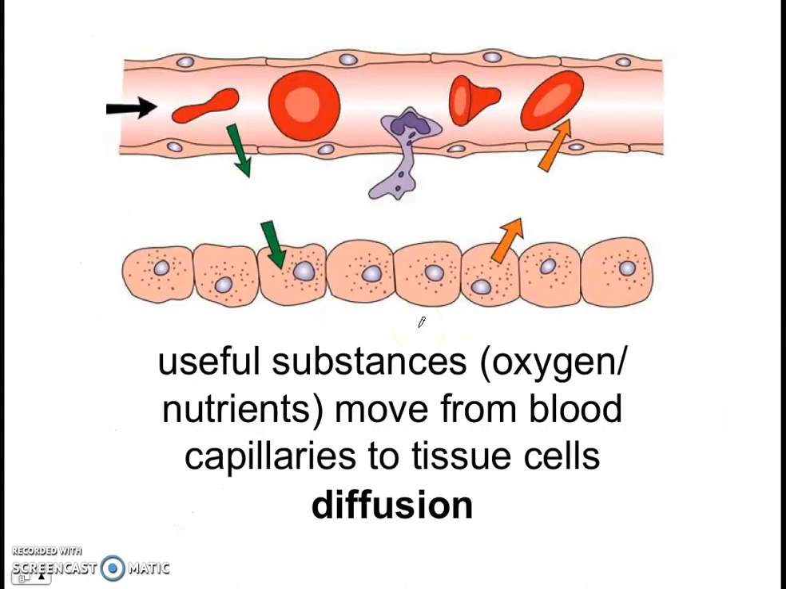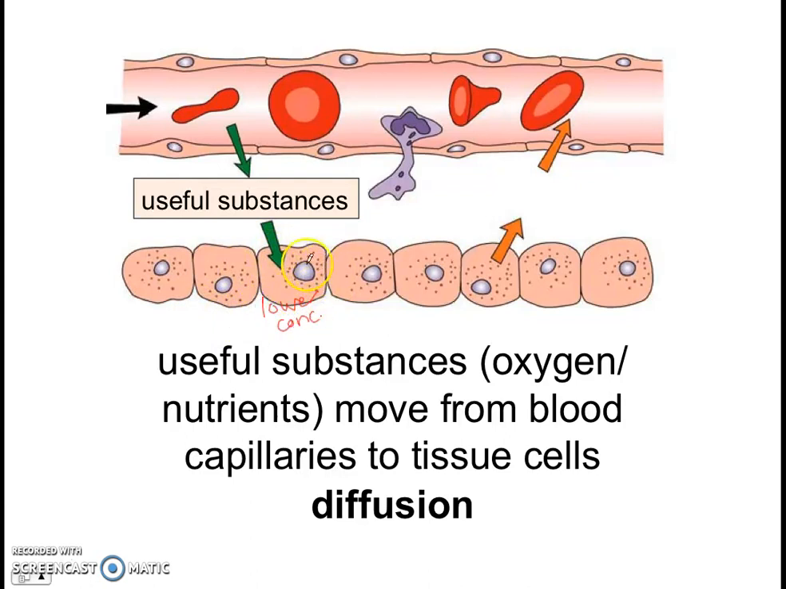So firstly, useful substances such as oxygen and nutrients will move from the blood capillaries to tissue cells by diffusion. Right, so useful substances will move by diffusion because they are higher in concentration in the capillaries compared to lower in concentration in the tissue cells. Because the tissue cells are constantly using up oxygen and using up nutrients, so there's a lower concentration inside the tissue cells of the useful substances.